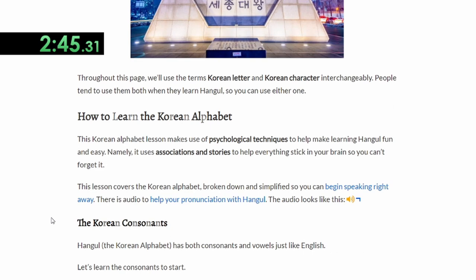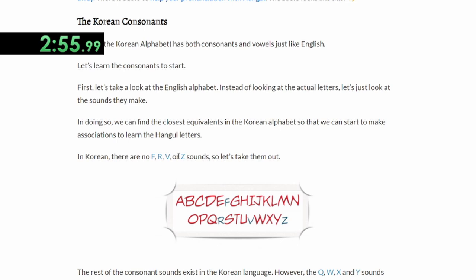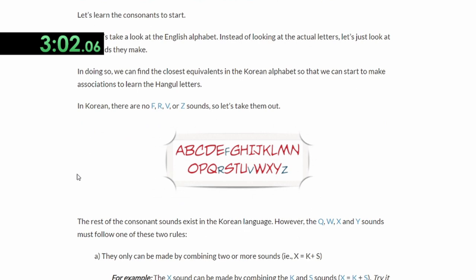Got it. The Korean consonants. Hangul has both consonants and vowels just like English. Okay, let's learn the consonants to start. This is where we're getting into the real stuff. In Korean, there are no F, R, V, or Z sounds, so let's take them out. Okay, mentally done. The rest of the consonant sounds exist in the Korean language.